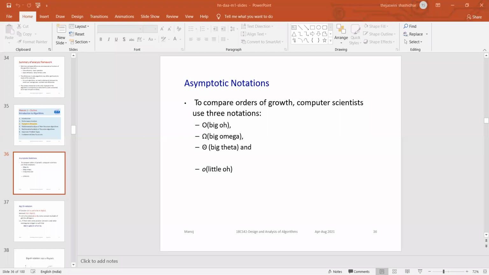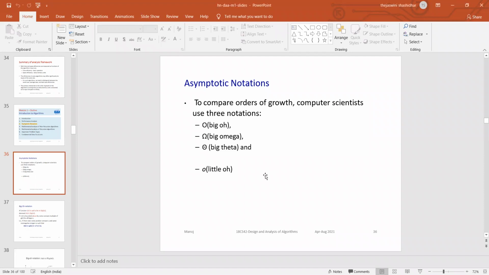Linear. Okay. Quadratic. Then cubic. Only one person is responding here, kindly others also. Exponential, factorial. Okay, good. So these are all the orders of the growth.